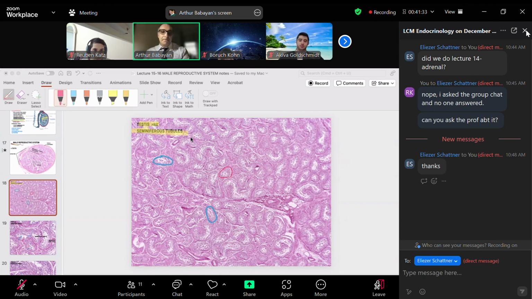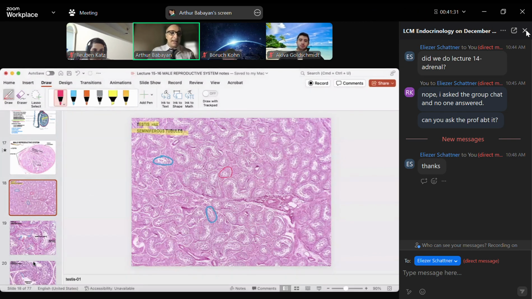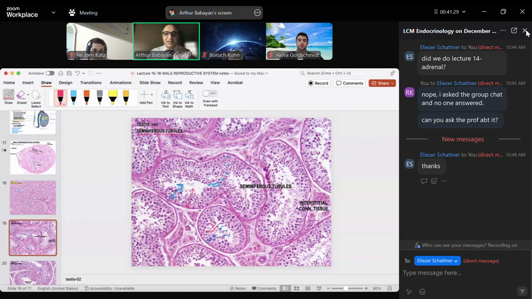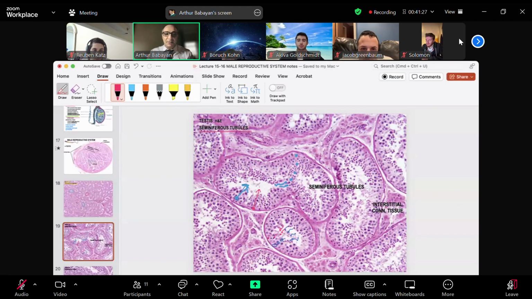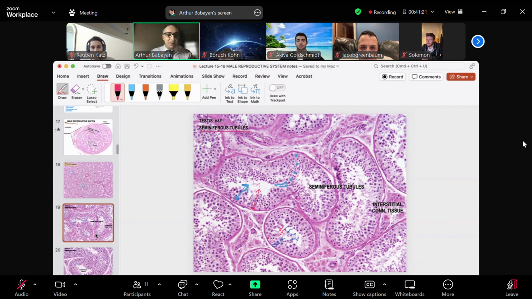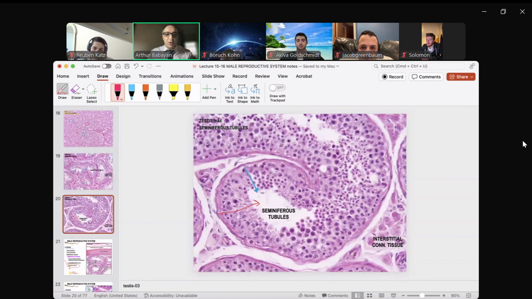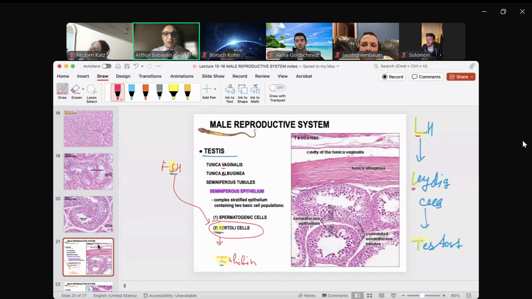Is it clear? Okay, then how does it look? It looks like this. That will be the seminiferous tubules. That will be the process of spermatogenesis. That will be spermatogonium, primary spermatocytes, secondary spermatocytes, going from the periphery to the center, and the mature spermatozoa will be able to be used.